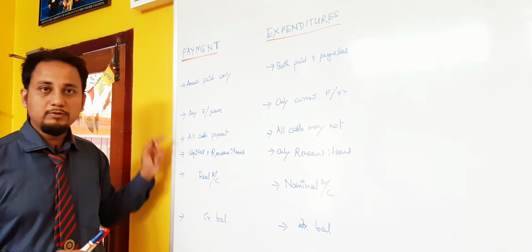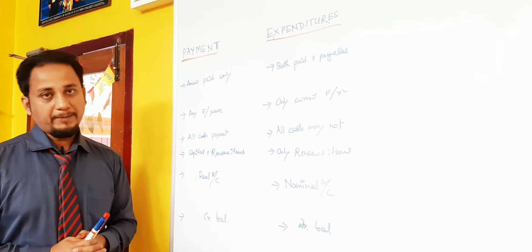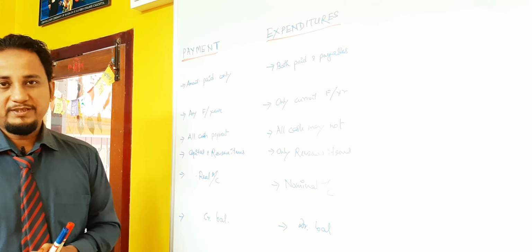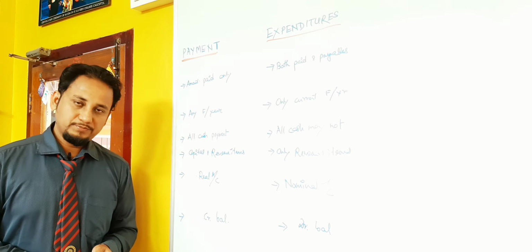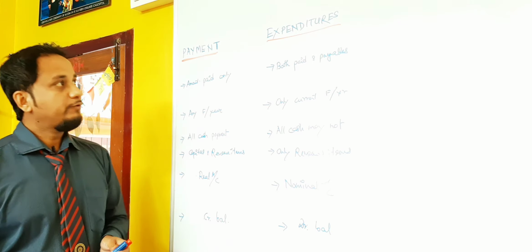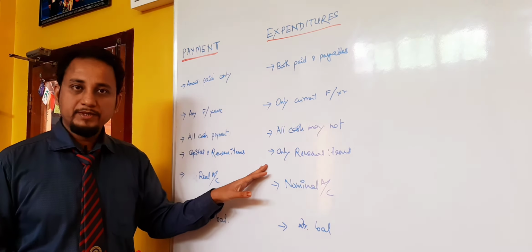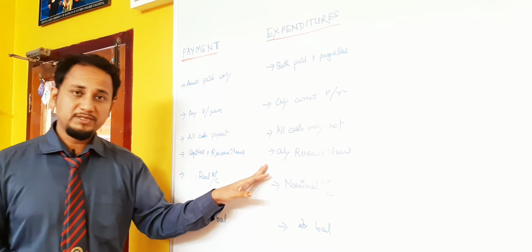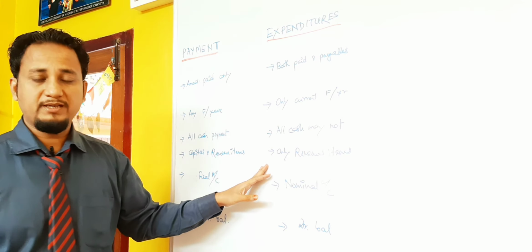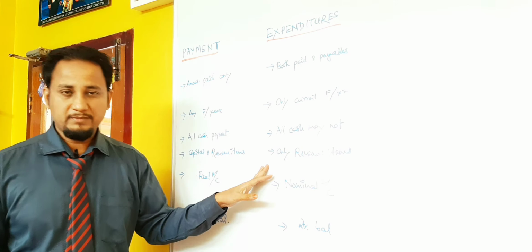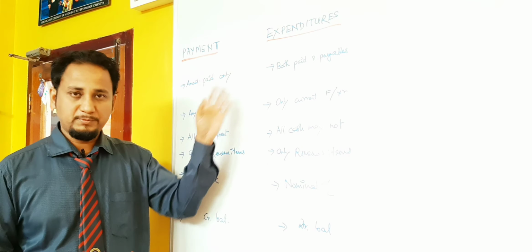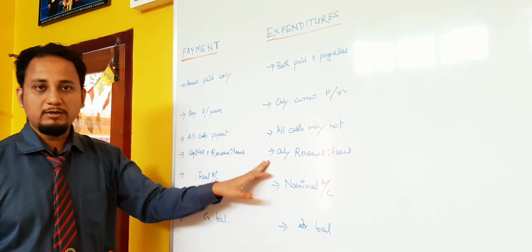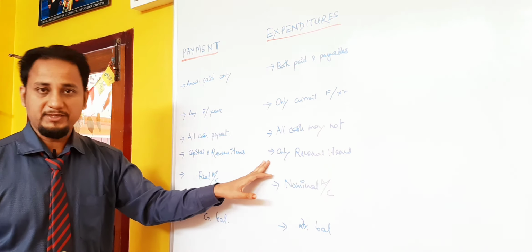Next, the payment includes all items. All items means what? The capital items, the capital payments as well as revenue payments. Already in the previous video we discussed capital items and revenue items, right? But when we talk about expenditures, it includes only revenue expenditures. It does not include capital expenditures. Capital expenditures mean all those expenditures which we make in purchasing any fixed asset, land and building, plant and machinery, furniture and fixture, all these things. They are not considered an expenditure because that is purely acquisition of assets. So expenditures include only revenue expenditures, not capital expenditures.